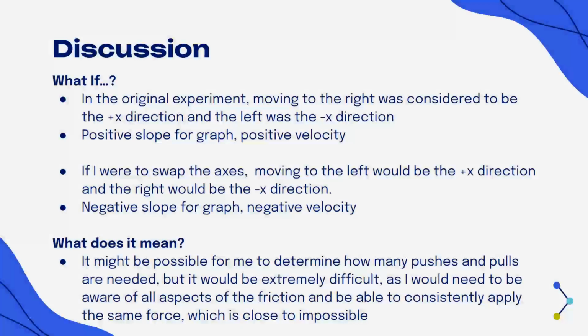In the original experiment, moving to the right was considered to be the positive x direction, and the left was the negative x direction. There was also a positive velocity and slope for the graph. If I were to swap the axes, however, moving to the left would be the positive x direction, and the right would be the negative x direction. There would also be a negative velocity and slope for the graph.